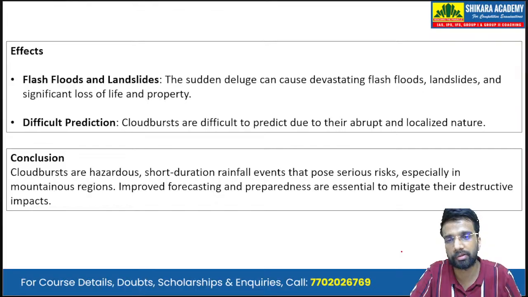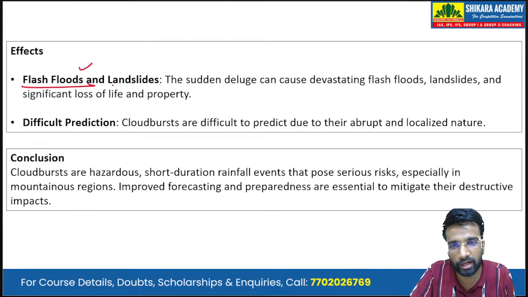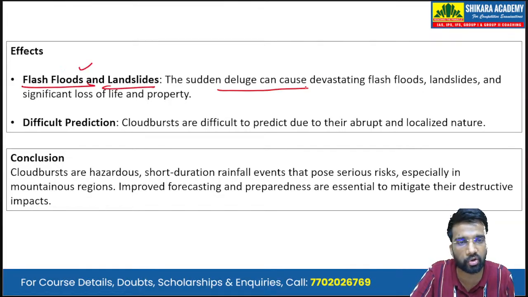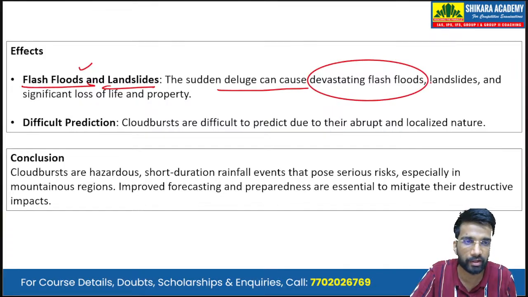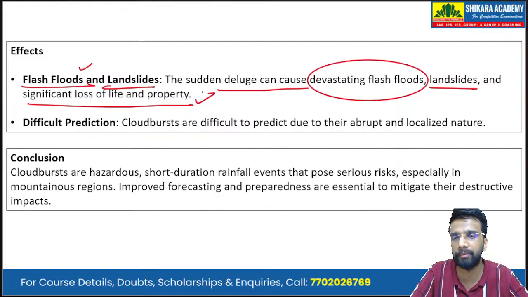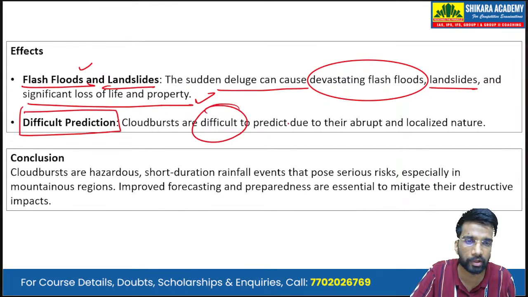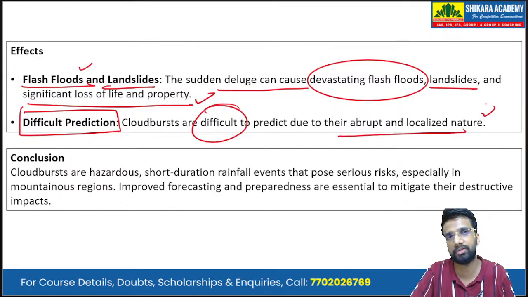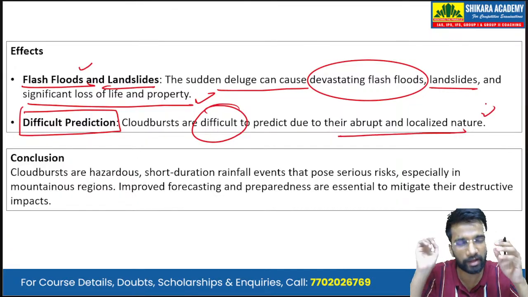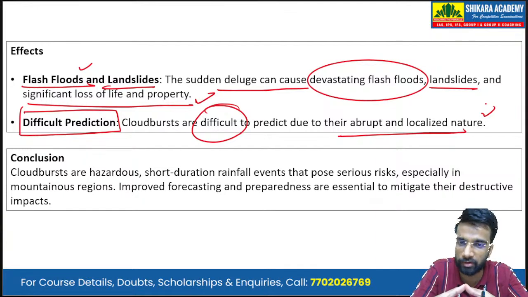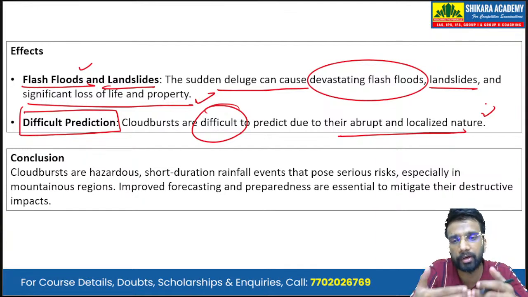Then the effect of cloudbursts is the flash floods and the landslides. The sudden deluge can cause devastating flash floods and landslides and cause significant loss to life and property. And it is very difficult to predict. Cloudbursts are difficult to predict due to their abrupt and localized nature. Okay, so cloudbursts are a very highly localized event, and it is very difficult to predict it.